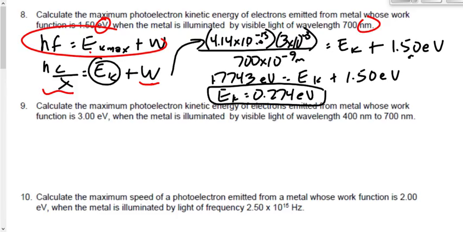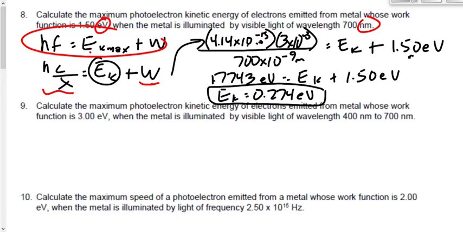What's the next question? Number 9 that we wanted to go over. It says calculate the maximum kinetic energy again. This is a good question. From a metal whose work function is 3 electron volts, if the metal is illuminated by visible light, 400 nanometers to 700 nanometers. If you want to eject an electron with the most energy, you need to use a photon with the most energy. The photon with the most energy is the photon with the blank wavelength.